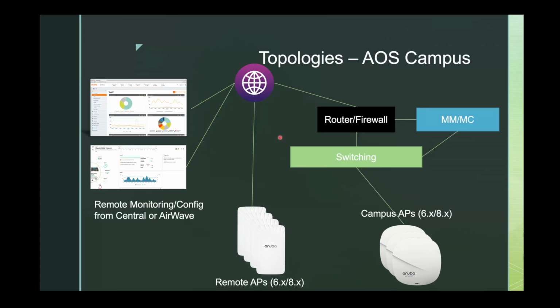Moving on to a simple Aruba OS campus deployment, you have your campus APs inside the corporate network, which then go through your access layer switching and core switching and whatnot, with the mobility controller and mobility master managing the campus APs. Then you also have some remote access points, so your RAPs for your work from home clients, that connect into the mobility controller over the internet. And the mobility controller and mobility master can be monitored by AirWave as well.